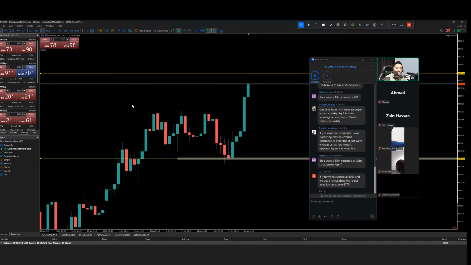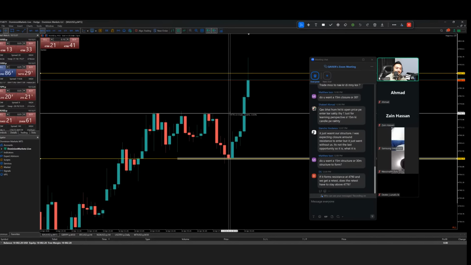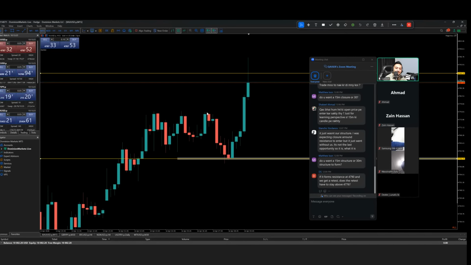So if it forms resistance at 47.90 and we get a retest, does the retest have to stay above 47.76? No, no, no, no. I think you are thinking about this resistance area. It doesn't have to be. Just forget about it. It just broke. We are sitting in a bullish trend. Just forget about whatever happened here, it will become overthinking. It's gone now. It's finished now.